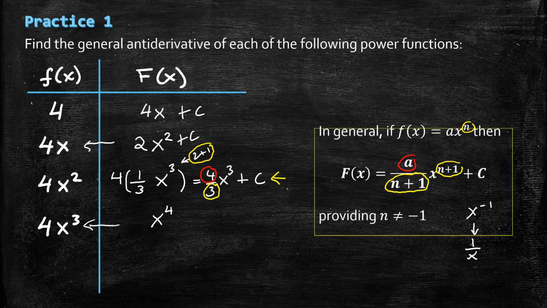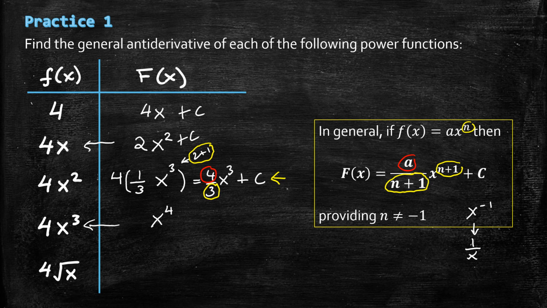So let's do one more practice problem. Let's look at 4 rad x, because that's a power function in disguise. So that is 4x to the half.